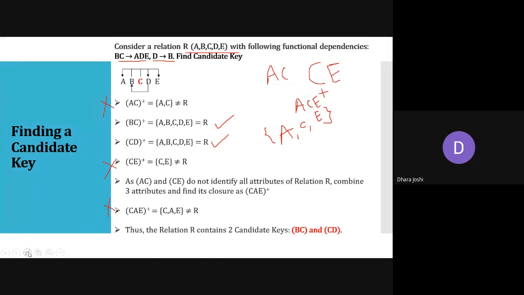Okay. One question which can come to your mind: can I combine this ACE with B or D? Why have we declared that just these two can be a part of the answer? Can I combine this A, C, E, which alone cannot become a candidate key, with two possibilities, B or D?